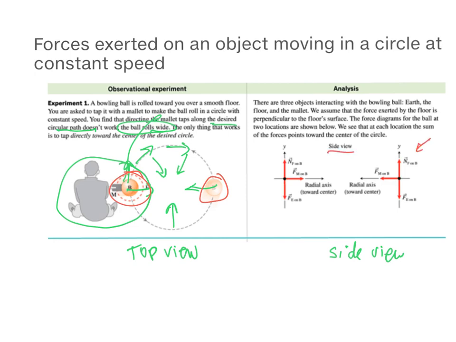You've got the normal force acting up, you've got the Earth's force on the ball, and you've got the mallet force on the ball. So you've got the force of the floor on the ball, the normal force, and the force of the Earth on the ball, and those balance each other out. Then you've got this unbalanced force of the mallet on the ball when it's in position B. When it's in this position over here, the mallet is hitting it towards the center of the circle. That's this force right here. So both of these are unbalanced force diagrams, and in both cases, the unbalanced force is directed towards the center of the circle. In one case, it's directly right here, and in this case, it's directly left, but they're both pointed towards the center of the circle.